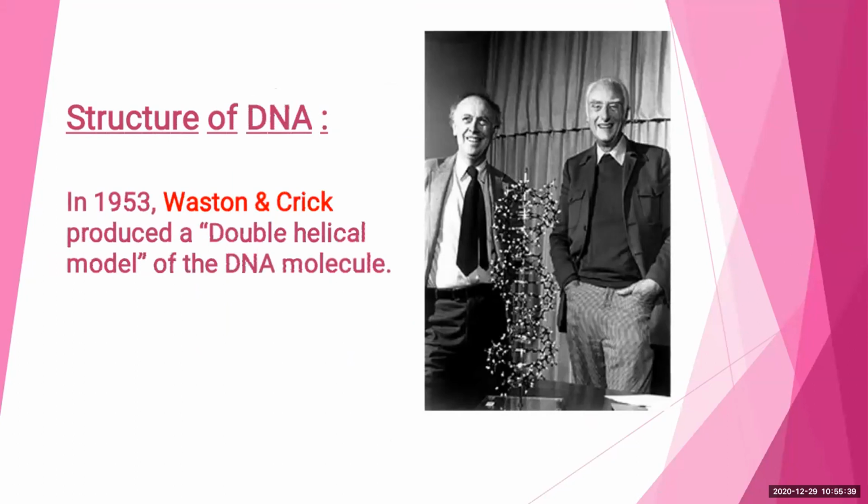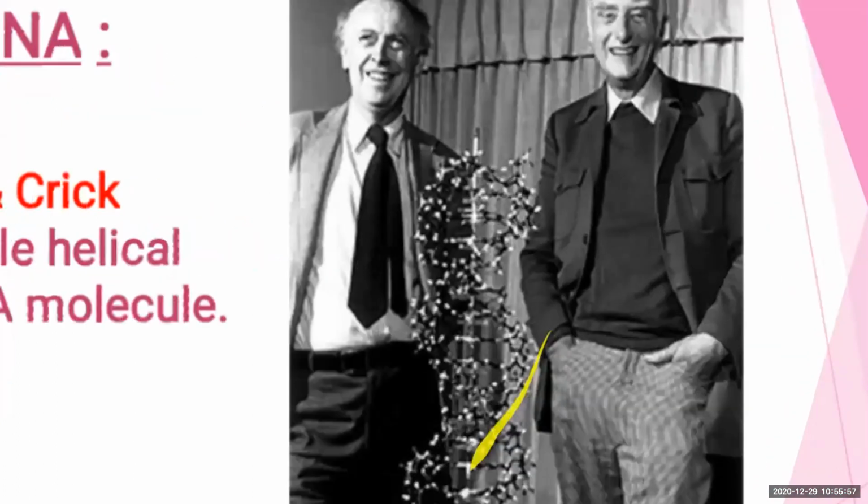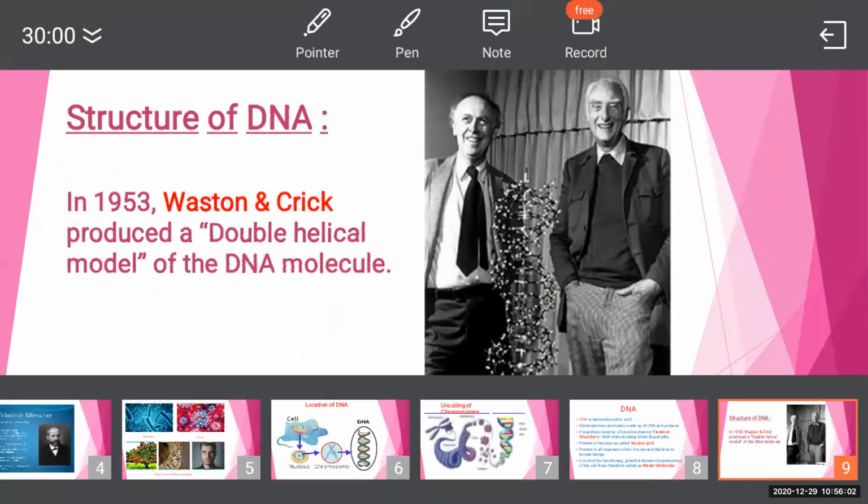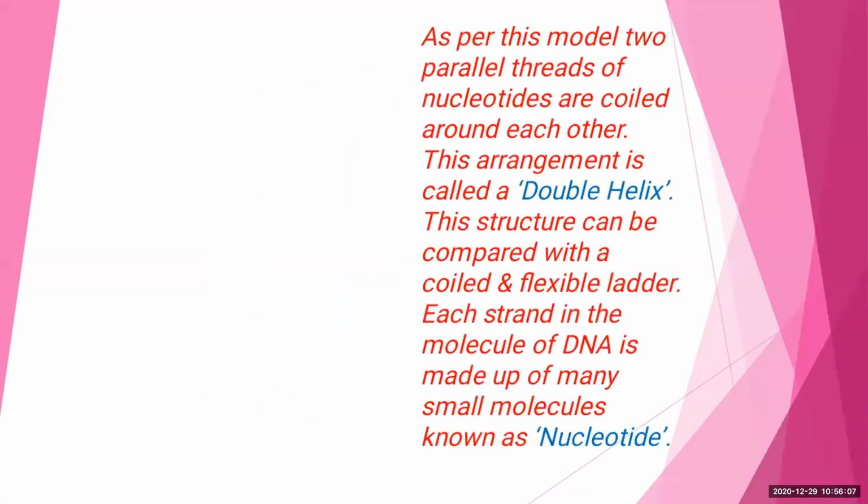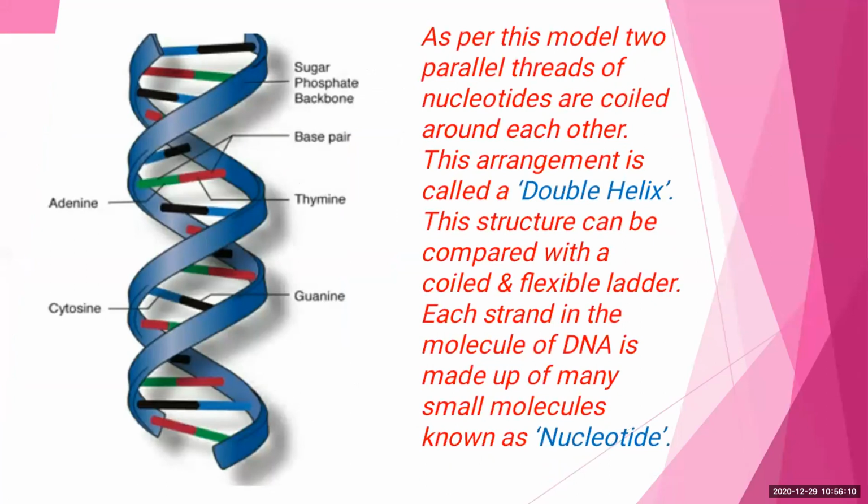Okay, so here are the scientists who found the structure of the DNA. In 1953, Watson and Crick produced a double helical model of the DNA molecule. Right? See, you can see here. These are Watson and Crick. Okay, so as per this model, you can see this is the structure of the DNA molecule, right?